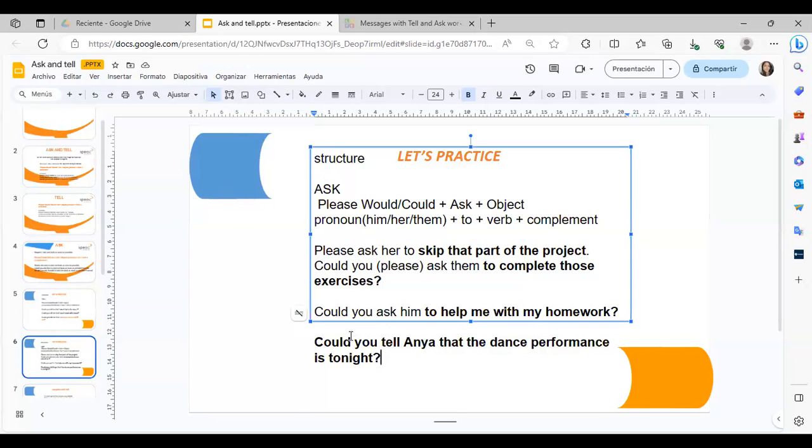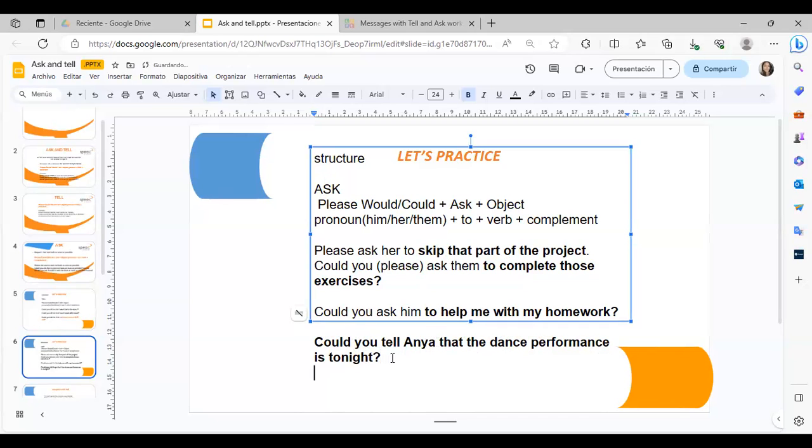Okay. In this one, Alexander, if you see in this one, we follow the structure, right? We have could you tell who? Anya. In here, I mentioned that you can use the name, right? Could you tell Anya that the dance performance is tonight?